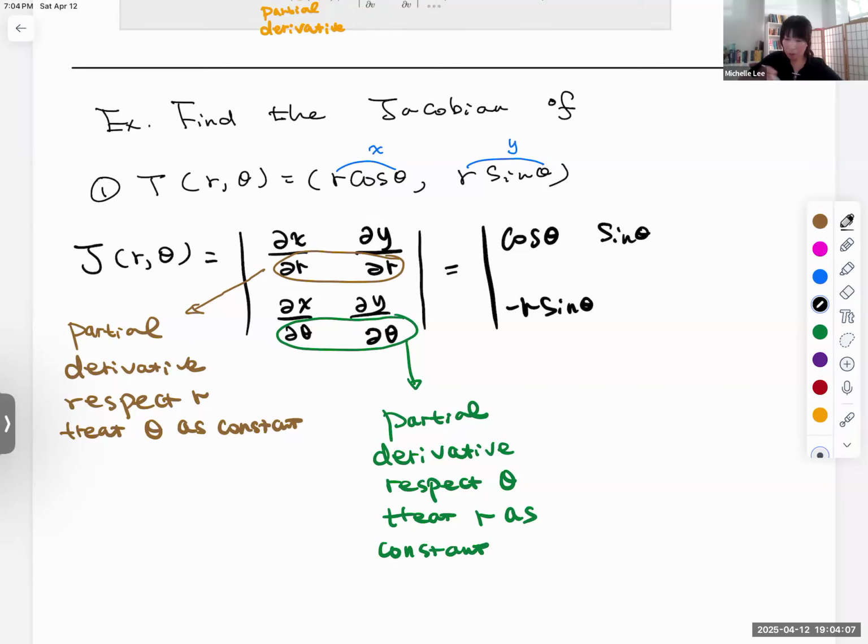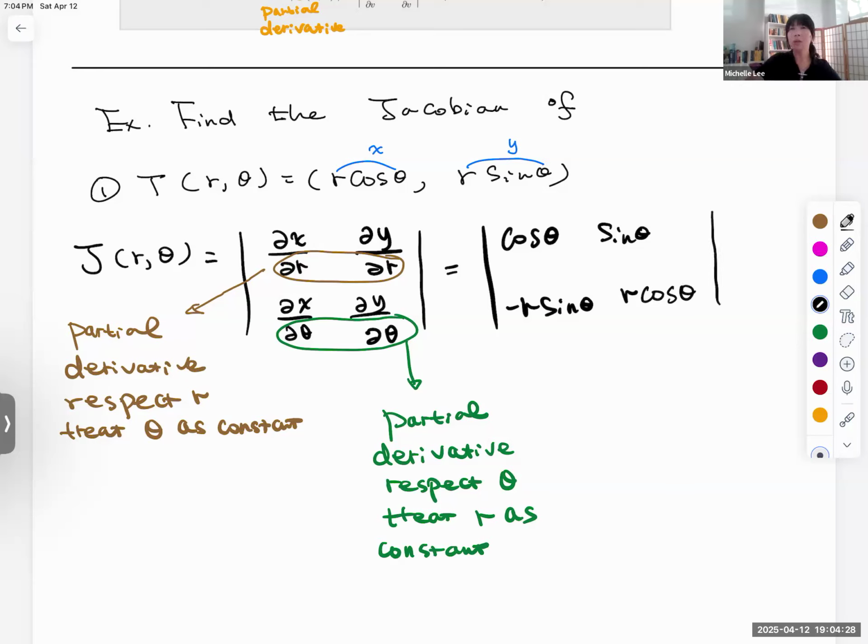Okay, now we're looking at this one. We want the partial derivative with respect to theta, so we keep r as a constant. What's the derivative of sine theta? Cosine theta, very good.